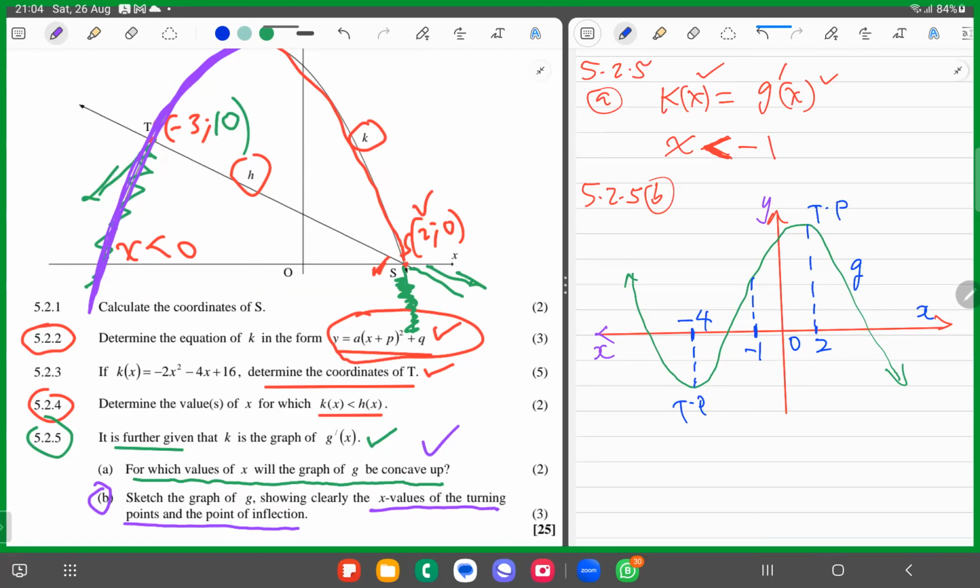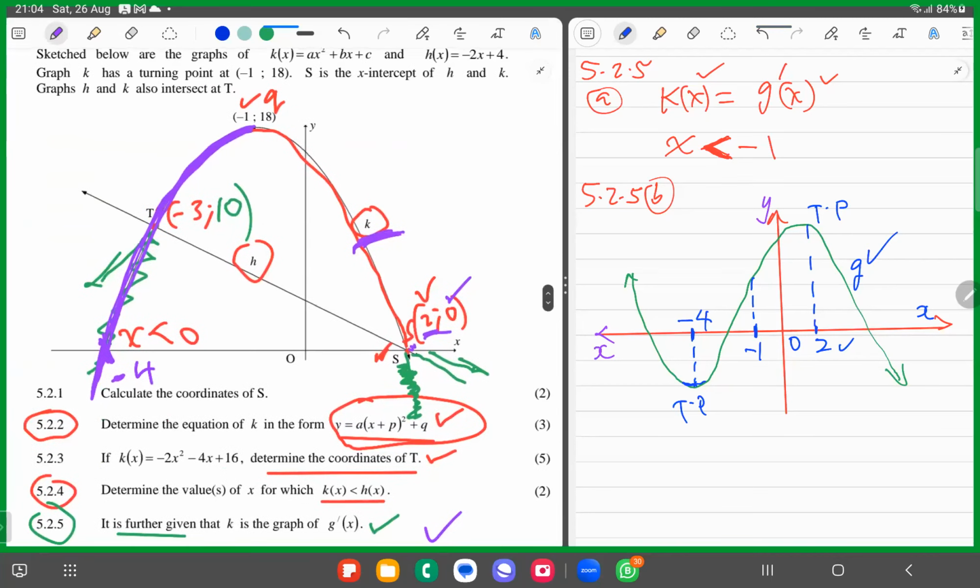But now you can see that wherever this graph of g now is 0, when y is 0, the graph is going to have a turning point. So at 2, you have a turning point. But also at this point, you have the intercept to the axis. And now it is -4 here. The graph of g is going to have a turning point as well.